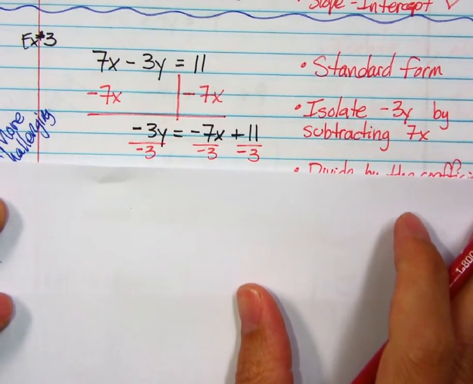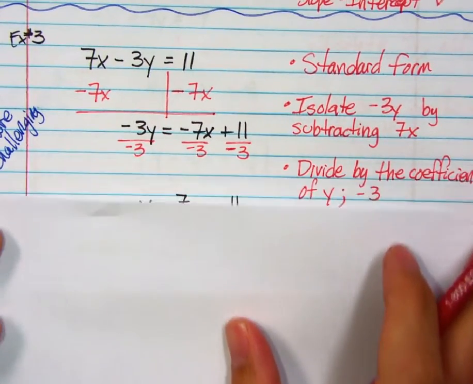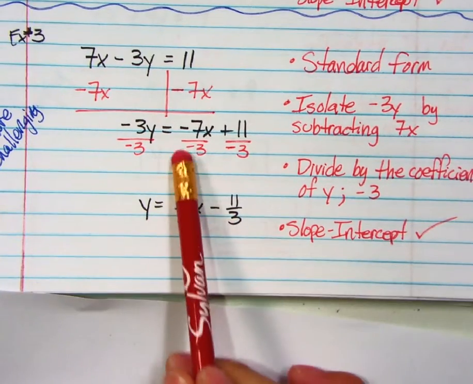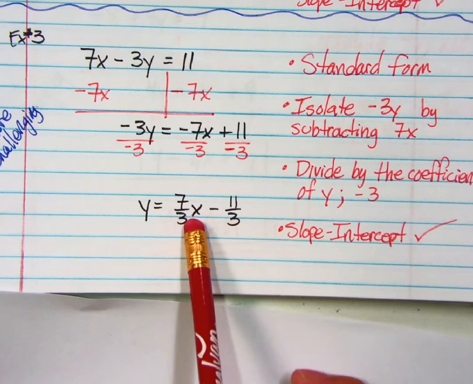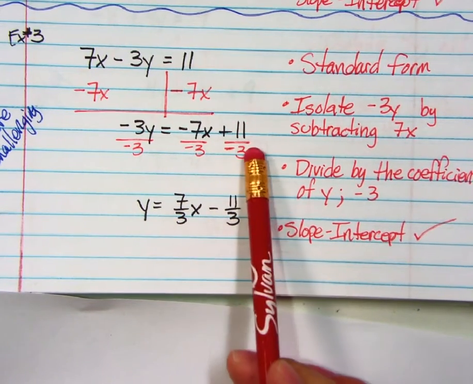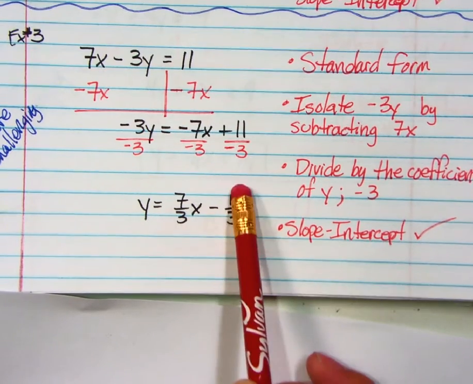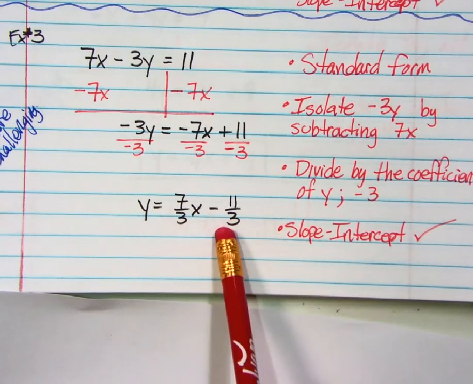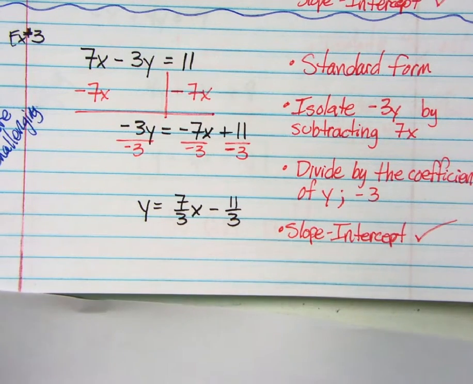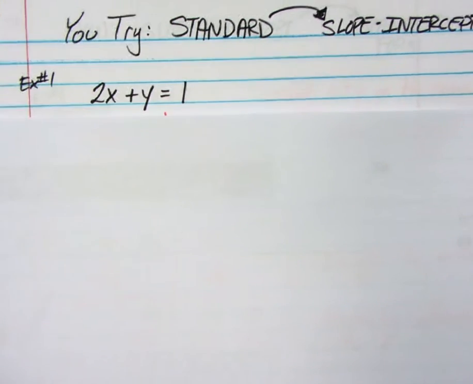Now here's the part that gets a little tricky that sometimes students make mistakes on, so be careful. Okay, so this right here turns into y, but notice here, a negative divided by a negative gives me a positive, so I get 7/3 x. And a positive divided by a negative turns negative, -11/3. You don't have to make it a mixed number, just leave it in proper fraction is perfectly fine, and that would be slope-intercept.